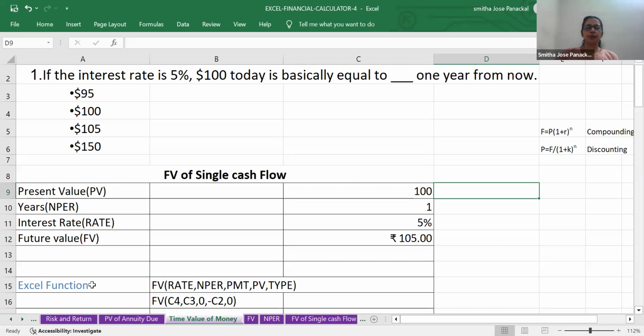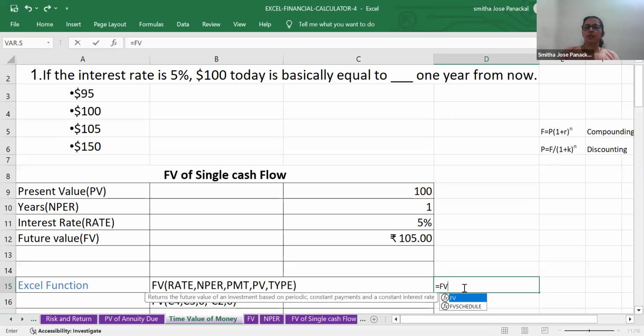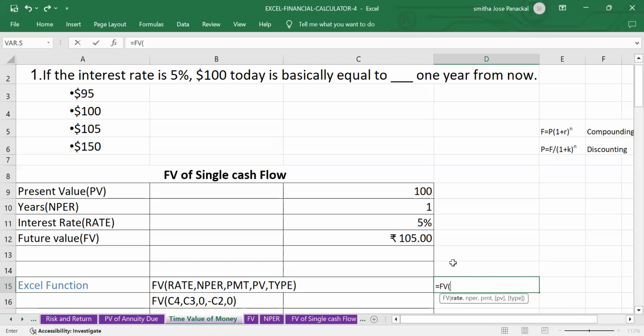Hope you can see the Excel function here. I'll show how to calculate that. You just enter equal to, then type FV. FV means future value. Double click on that function, then this formula will appear. You just want to select the cells. What is the rate here? 5%. That is C11. The cell address should be correct. Either you can type it or you can select the cell. I just selected the cell.